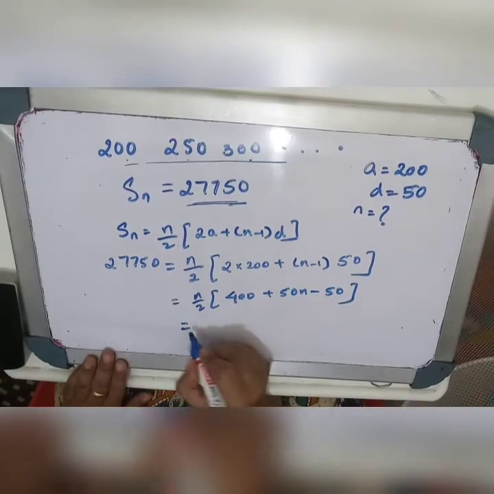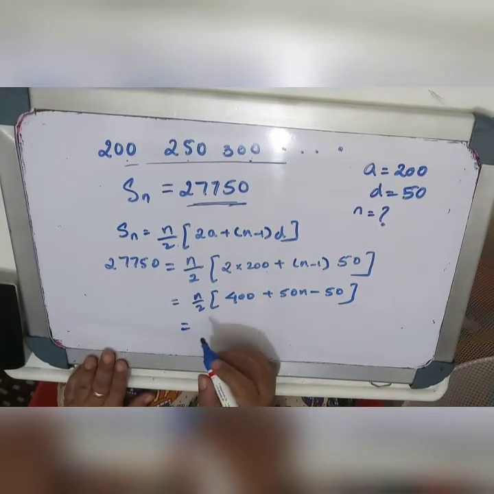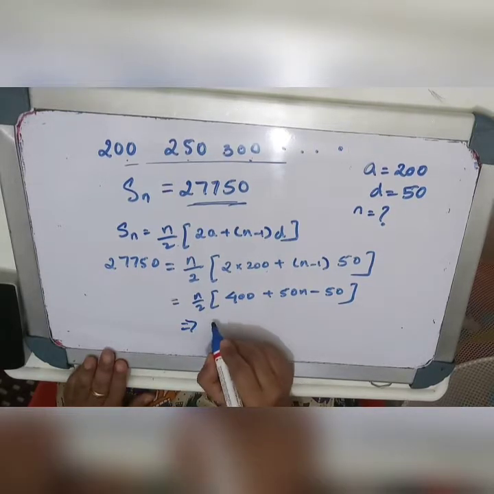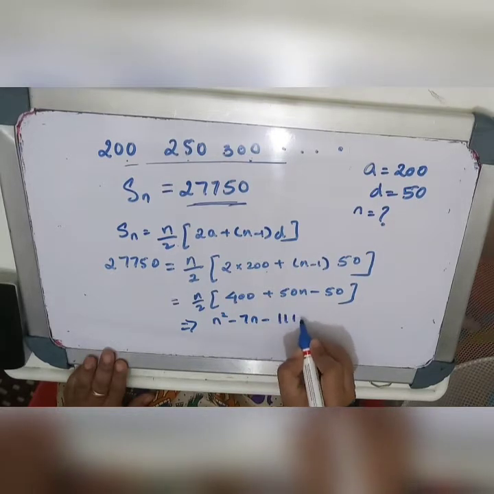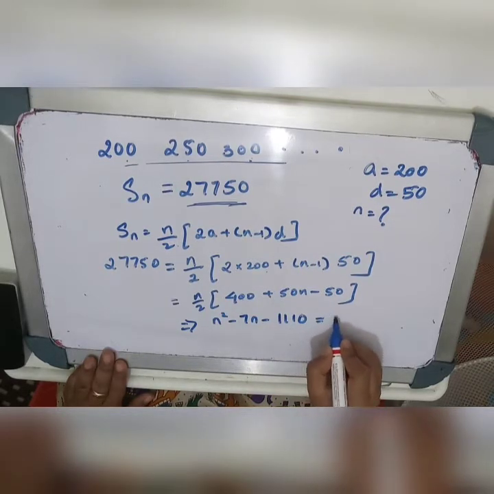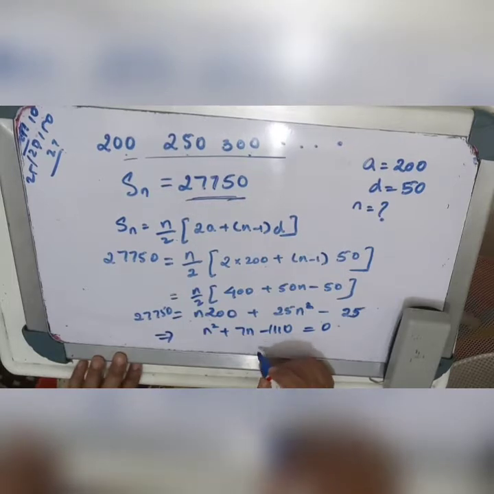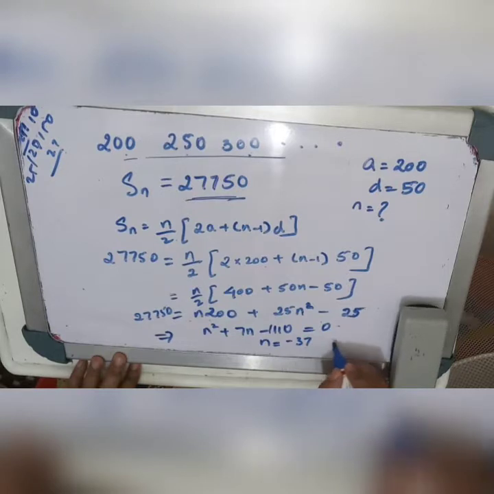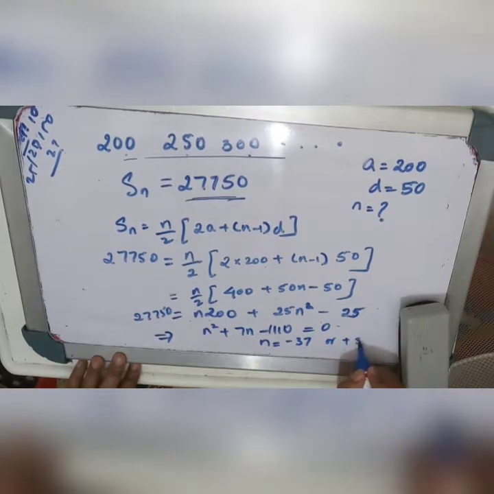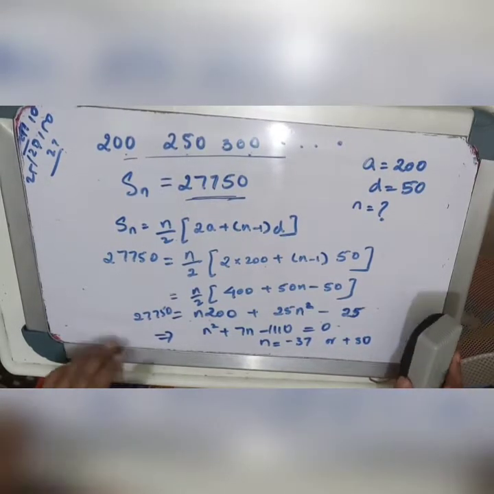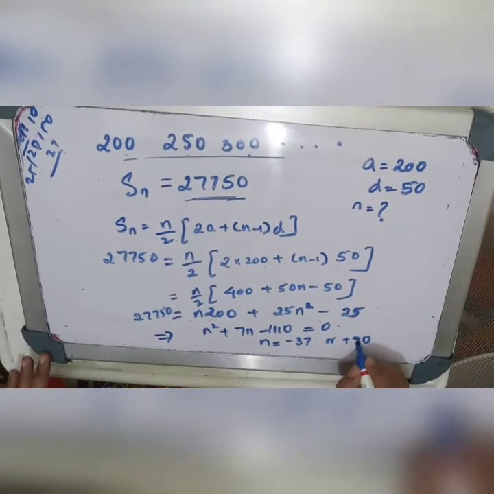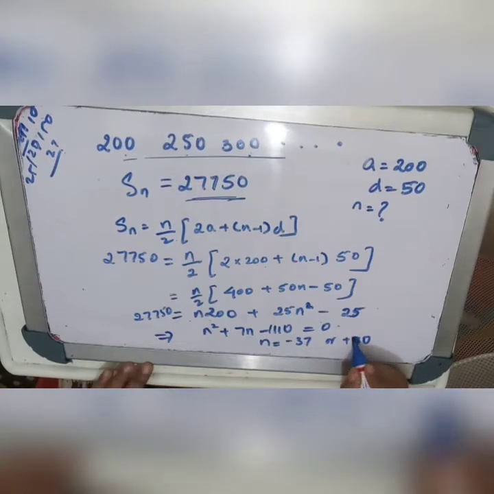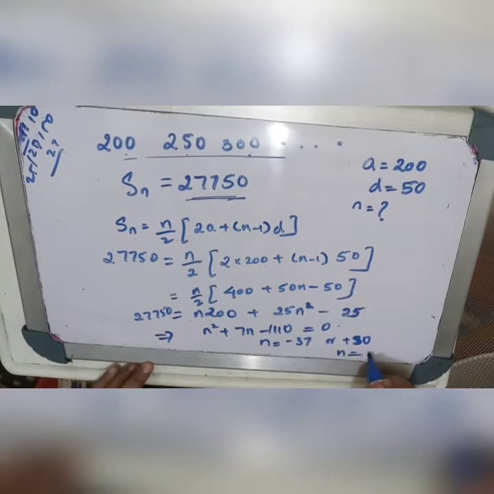Okay. When you simplify, the expression becomes a quadratic equation given as n square minus 7n minus 111 is equal to 0. Solve this equation, you will get two roots. n is equal to either minus 37 or plus 30. So we know that in the question the value is the number of days in which the work was delayed. So we will take only the positive value, that is n will be 30.